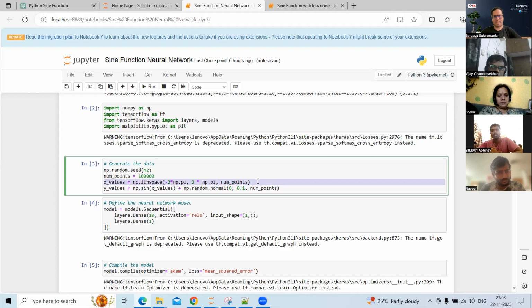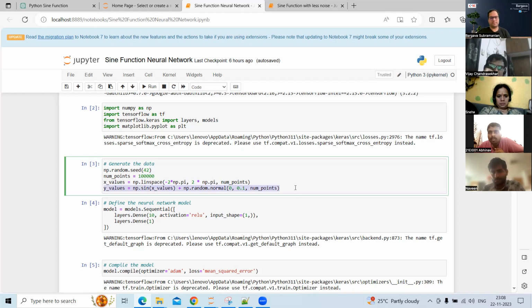Sorry, if you don't mind, correct me if I'm wrong. I think what she should have done is she should have created the random normal from minus 2 pi to 2 pi. Is that right? No, she has done correctly. 0 to 0.1, is it? No, she has done minus 2 pi to plus 2 pi. No, I'm talking of the random one. Look at the random.